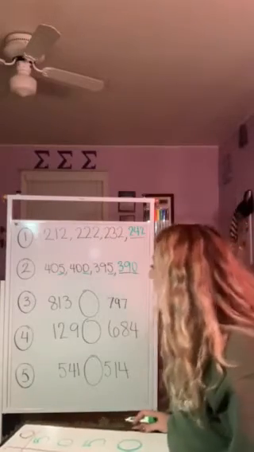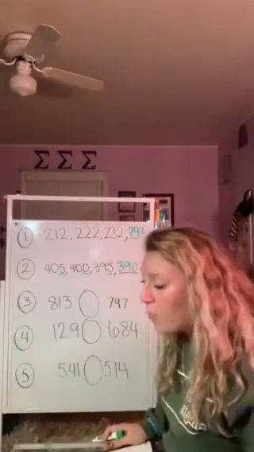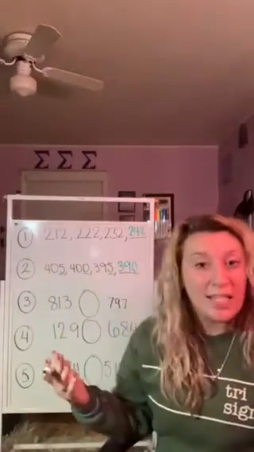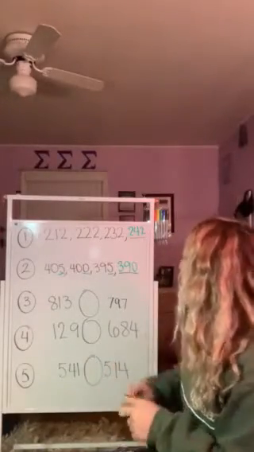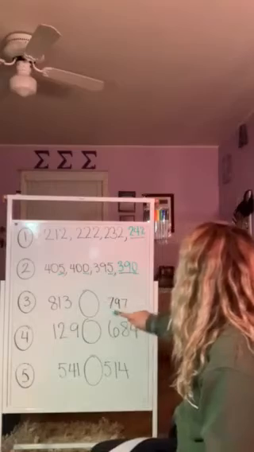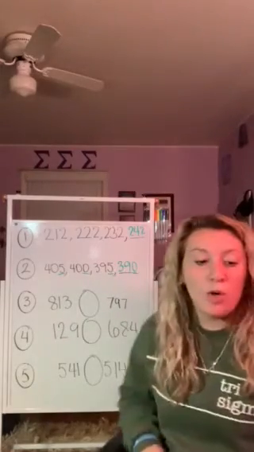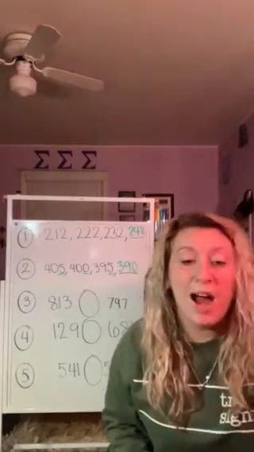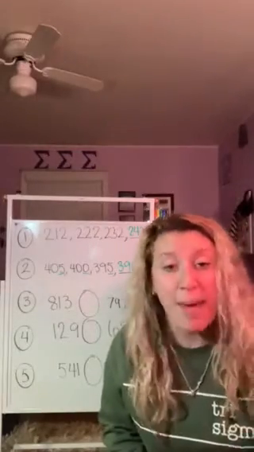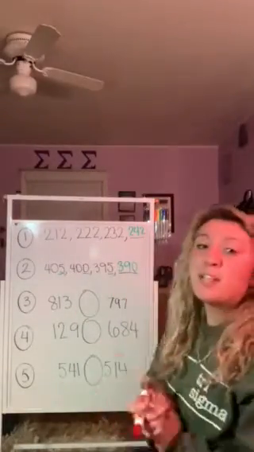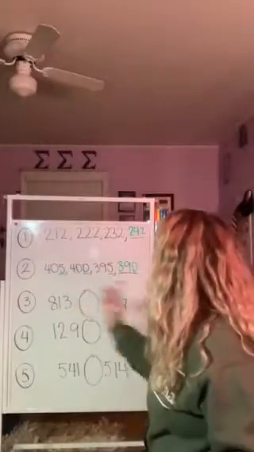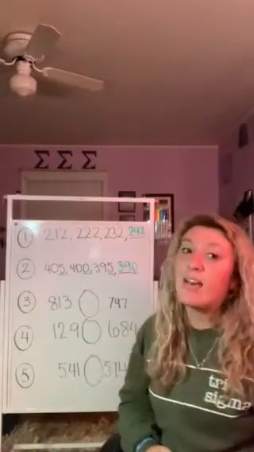Now, in number 3, we have a different type of question here. This is where we have to figure out which number is greater or less than the other. So, let's look at number 3. We have numbers 813 and 797. So when we talk about our inequalities, our Pac-Man mouth, Pac-Man always wants to eat the bigger number. That Pac-Man is a hungry little guy over there, okay? So, which number is going to get eaten? The 813 or the 797?